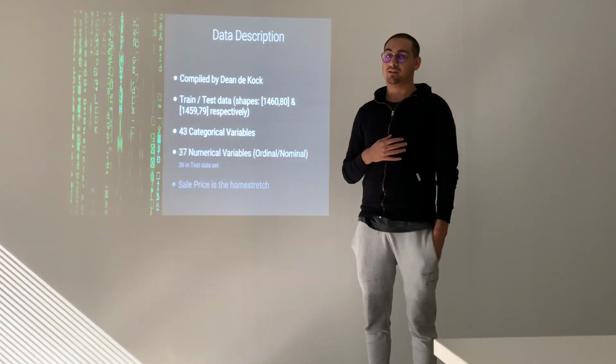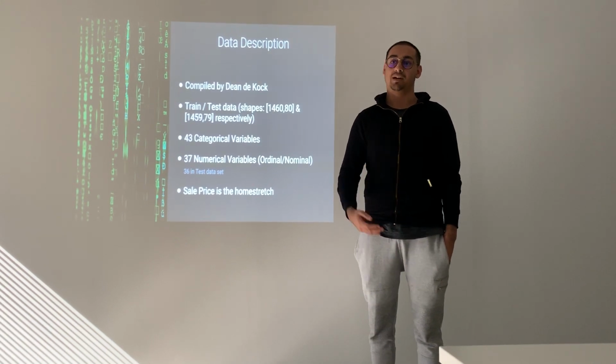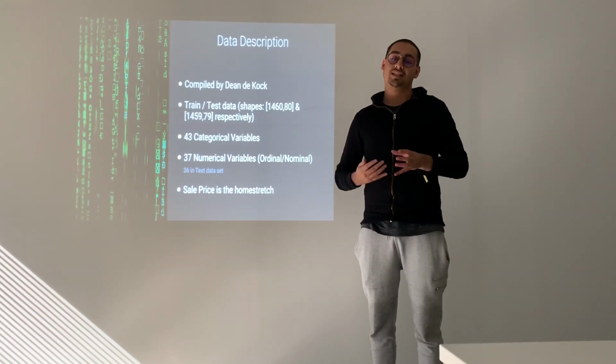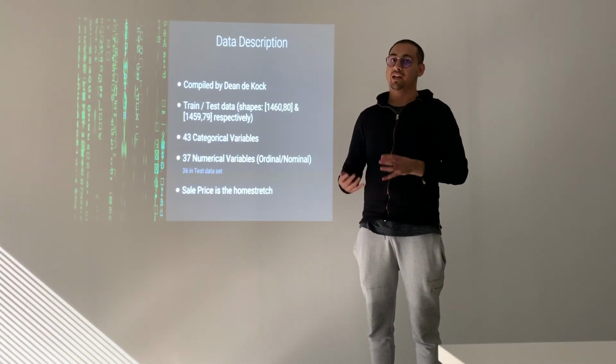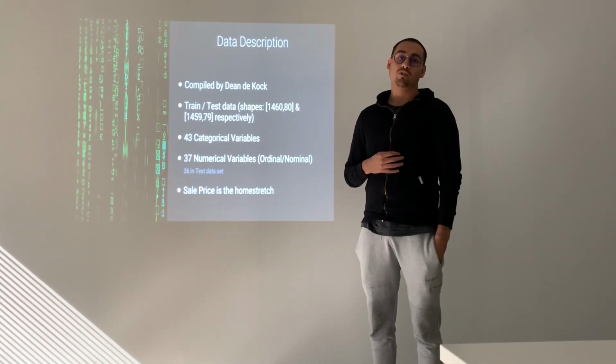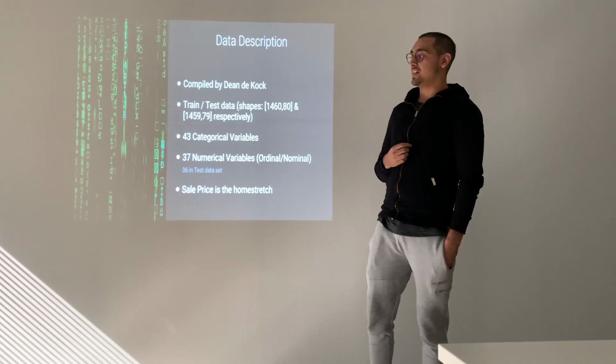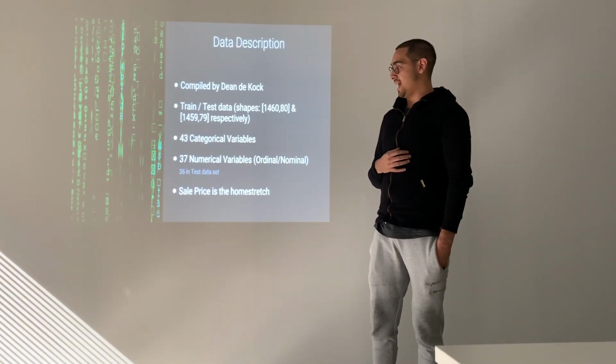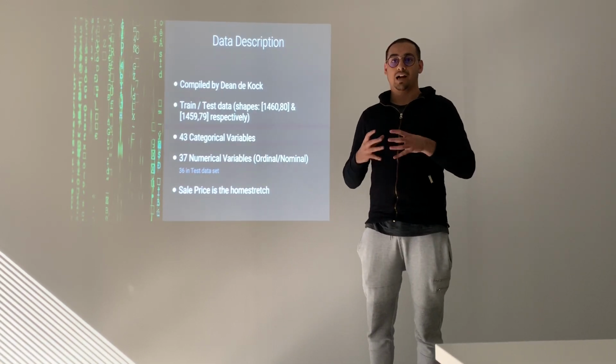Looking first at the data that has been compiled for us, it was compiled by Dean De Cock, and it consisted of train and test set data, which did differ in shape from each other. We can see that there were 43 categorical values and 37 numerical values, which were both ordinal and nominal. And sale price was our target variable.